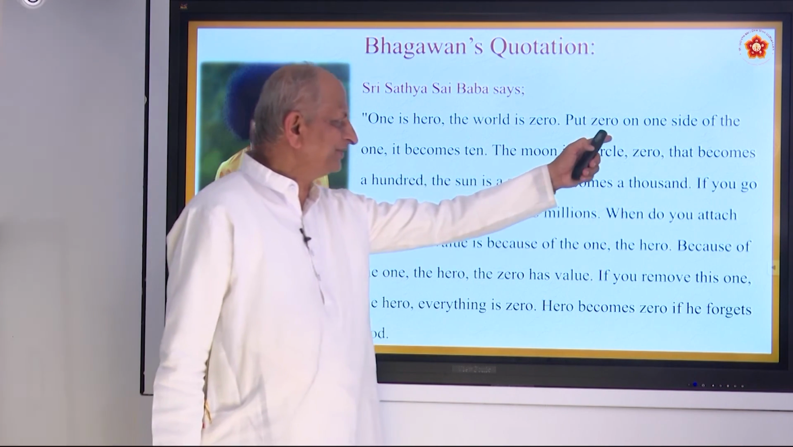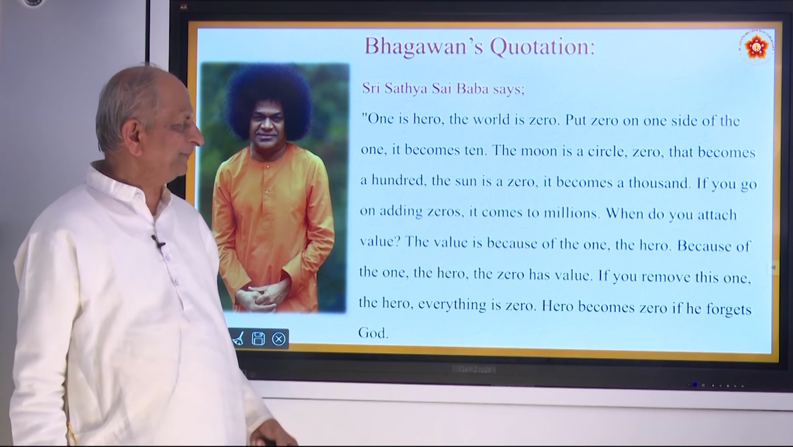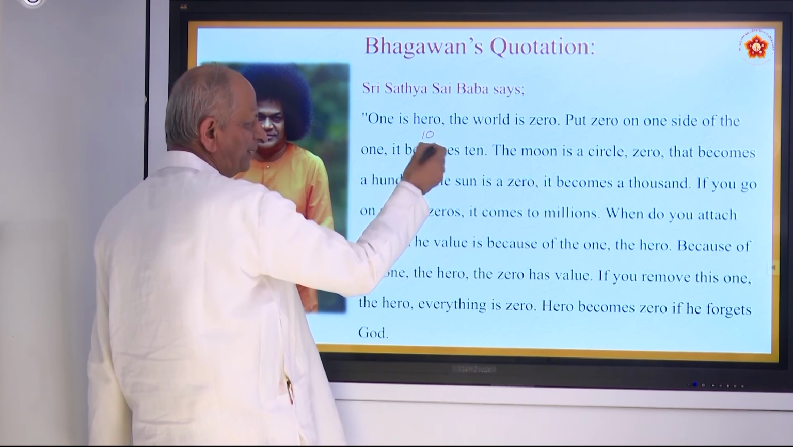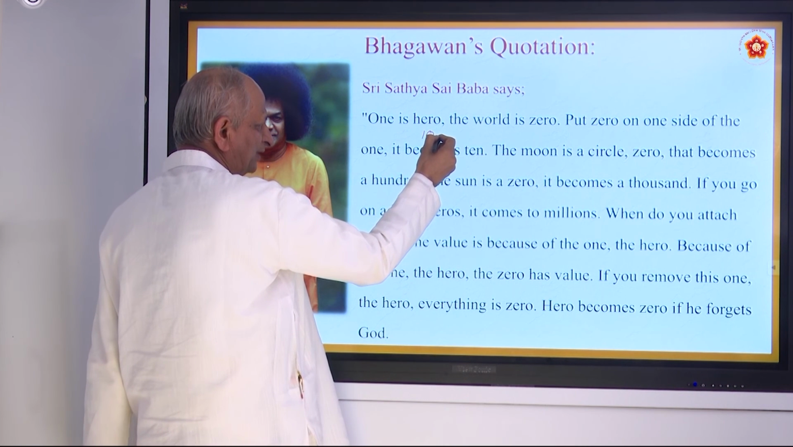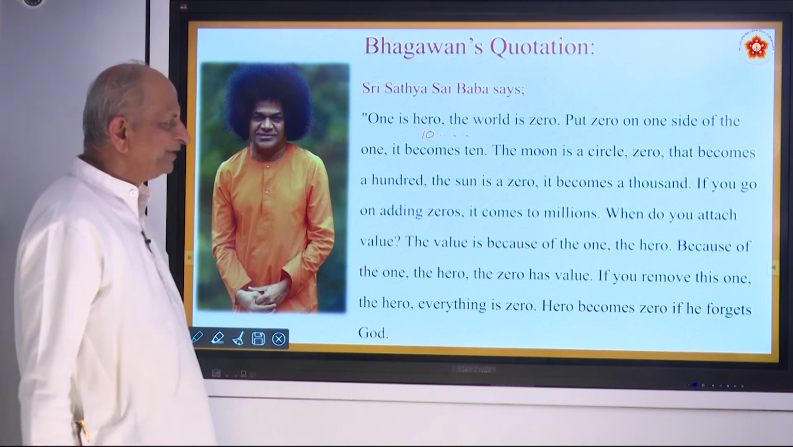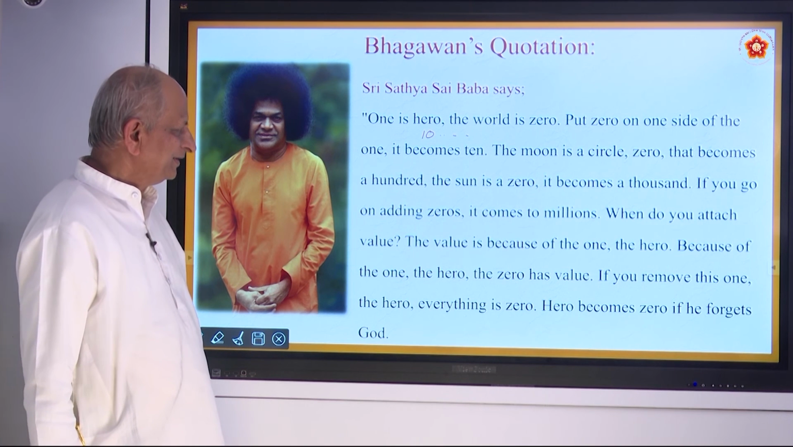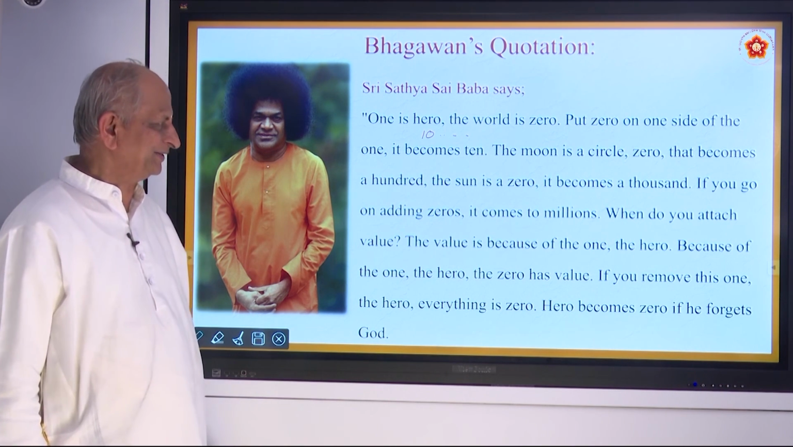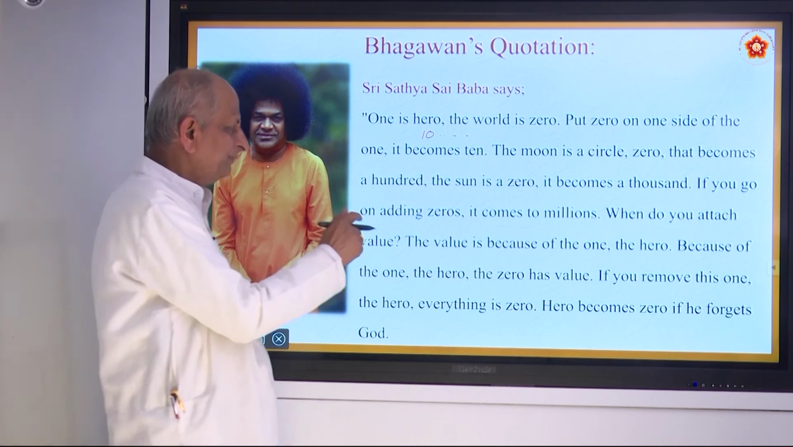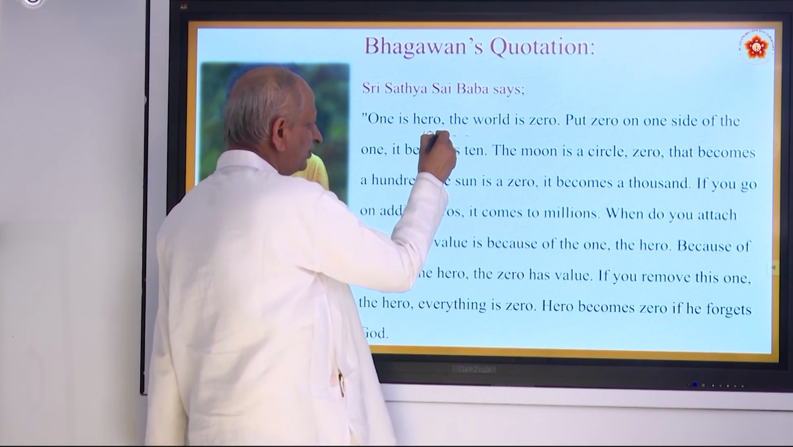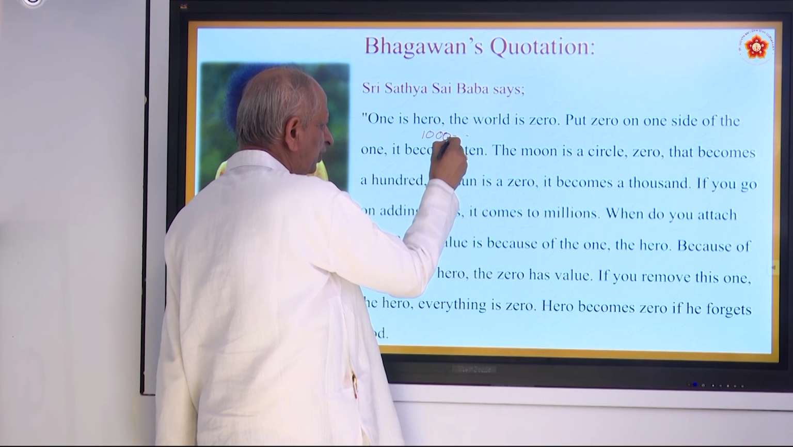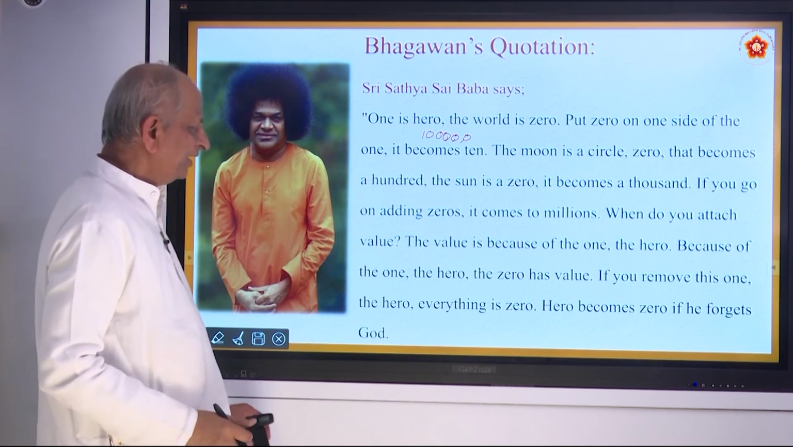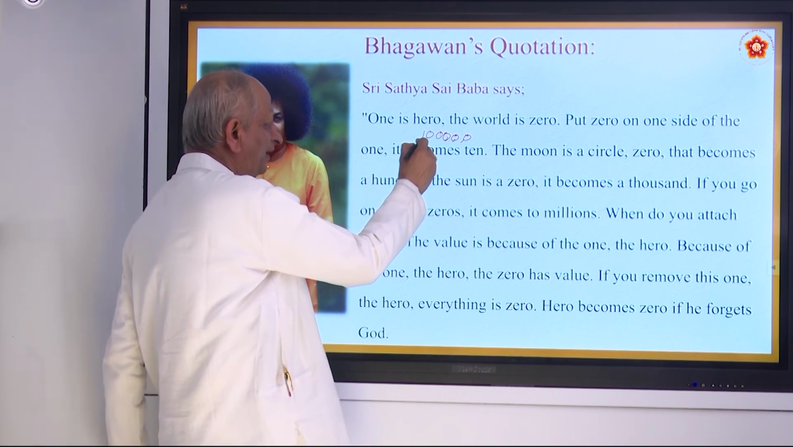If 0 is on one side of the 1, it becomes 10. So, 1 0 becomes 10, 2 0s become 100, like that it continues. The moon is a circle, that is 0, that becomes 100. The sun is a 0, it becomes 1,000, like that. If you go on adding zeros, it becomes millions. So, 10, 100, 1000, 10,000, lakh, and so on. It continues. All these zeros have value because of 1.